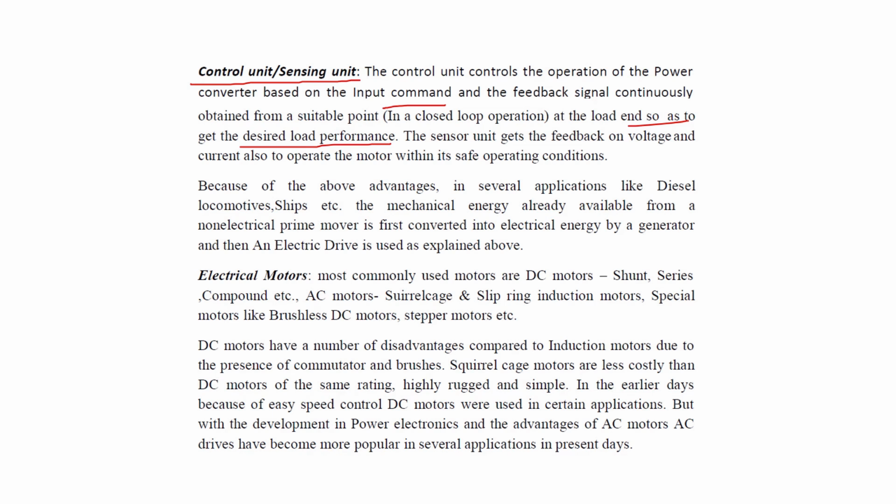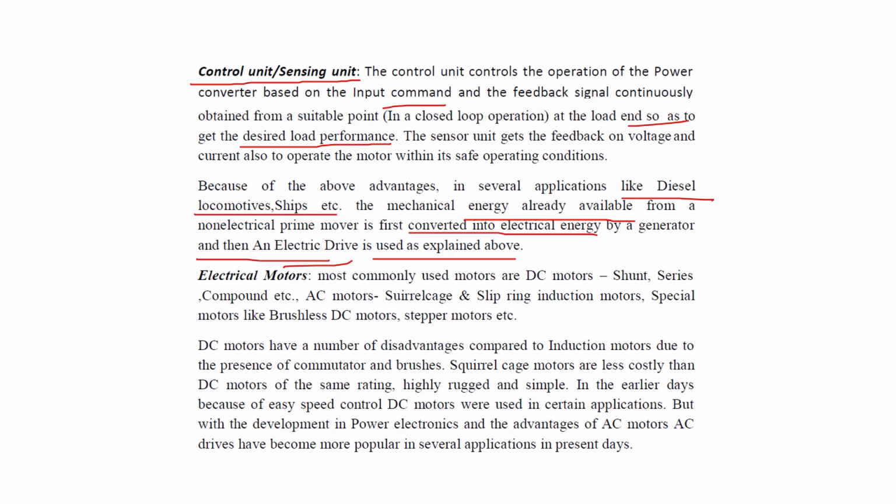Also, there are several applications, like the diesel locomotive. Here the mechanical energy is already available from the non-electrical prime mover, which is converted into electric energy by a generator, and then the electric drive is used as explained above. Next is the part of the block diagram.